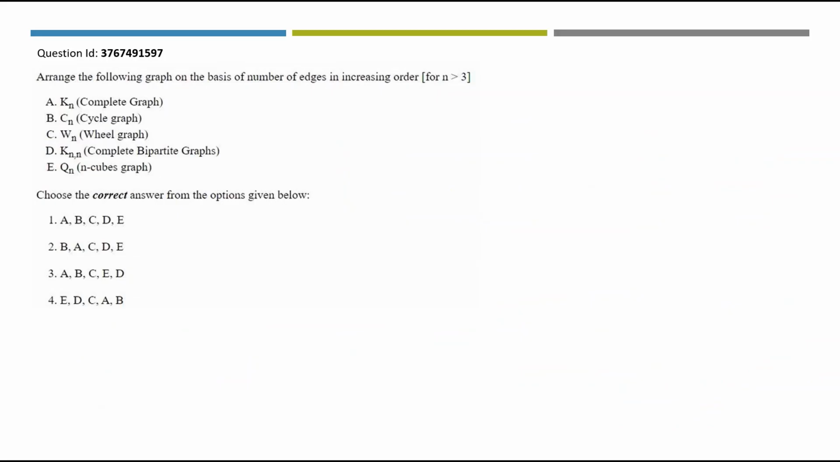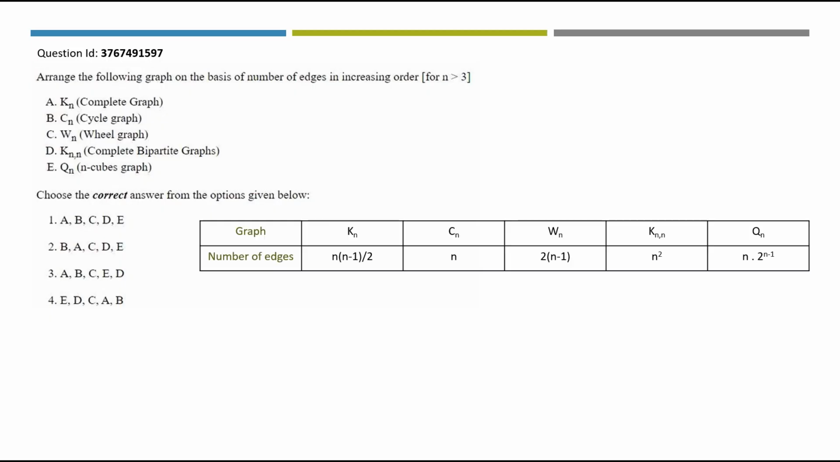Next question. Arrange the following graphs on the basis of number of edges in increasing order. They have given n greater than 3. N is nothing but the number of vertices. For the complete graph Kn, the number of edges will be n(n-1)/2. This is option A. This is option B. This is C. This is D and this is E.